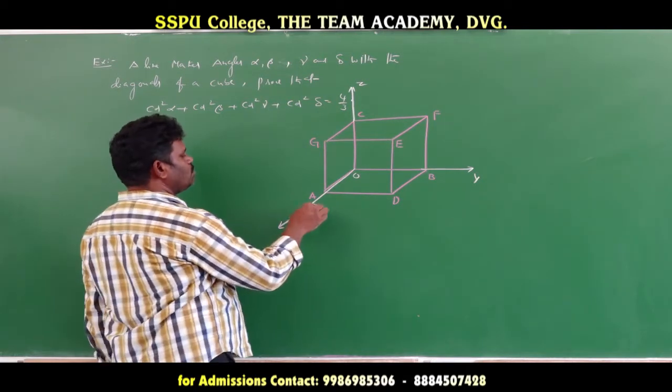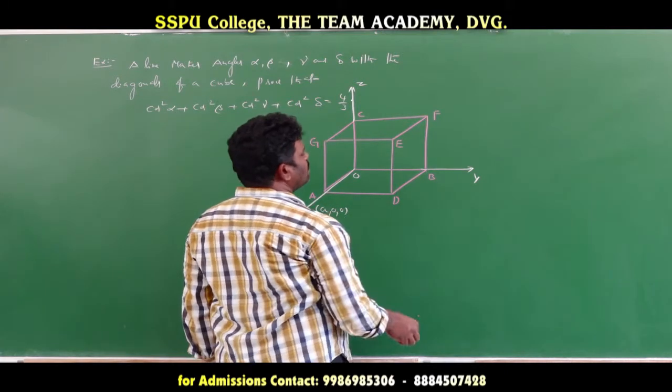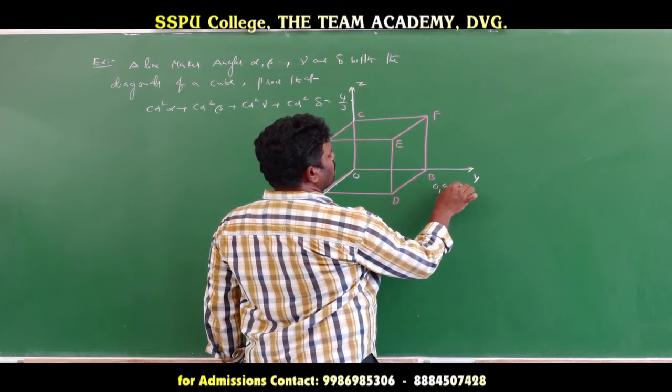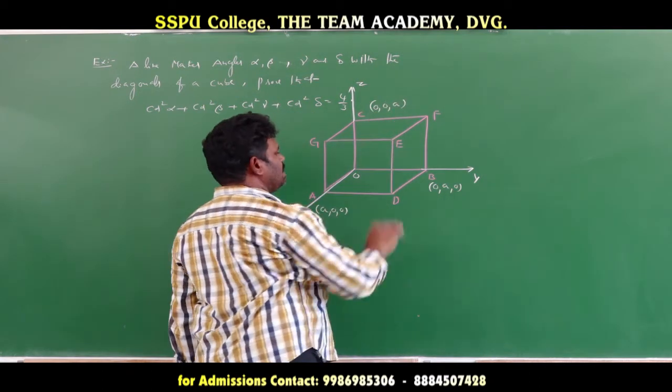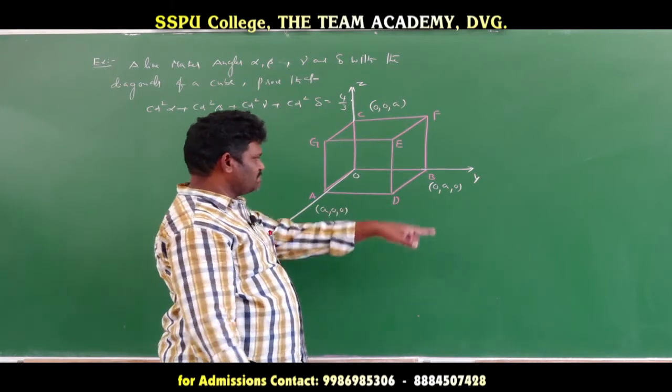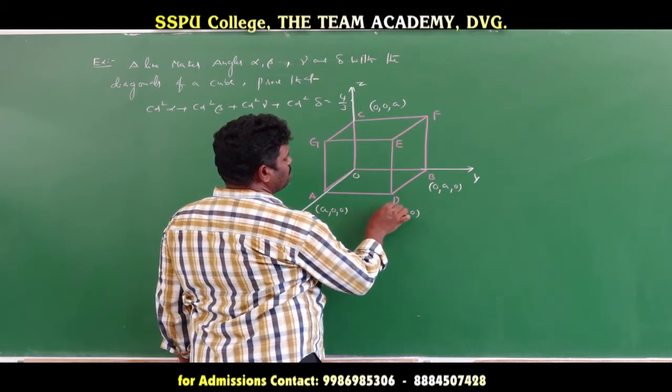So what coordinates do we put here? A comma 0 comma 0. Now this value? 0 comma a comma 0. Now this value is 0 comma 0 comma a. Now which plane is this one? XY plane. In the XY plane the z coordinate is 0. So that's why a comma a comma 0.